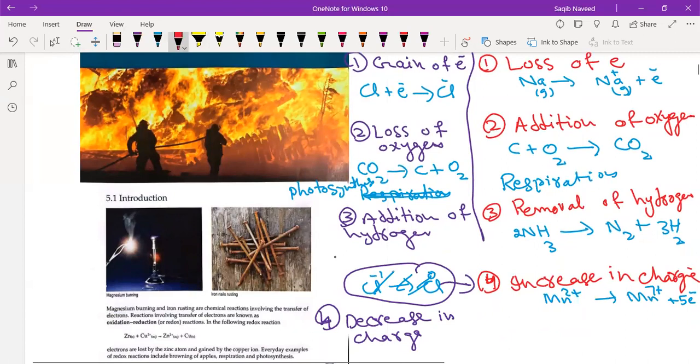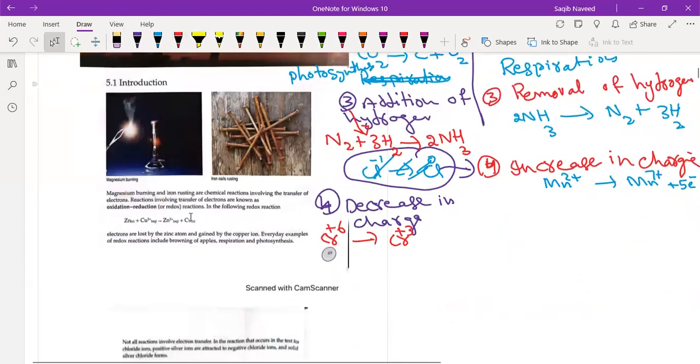Okay, so next is addition of hydrogen. Moving on, addition of hydrogen, I can reverse that equation. Nitrogen plus 3 molecules of hydrogen makes 2 molecules of ammonia. So do you agree that this is the example of addition of hydrogen, which is called reduction, right? So let's see, chromium plus 6 becomes chromium plus 3. What is this process? This is decrease in charge. It means it is reduction, right?